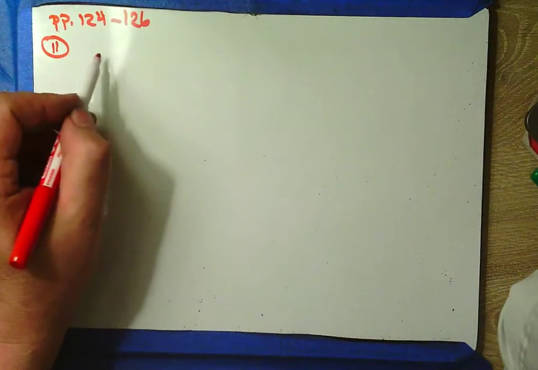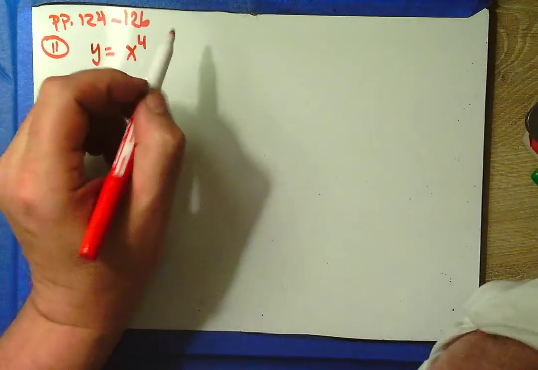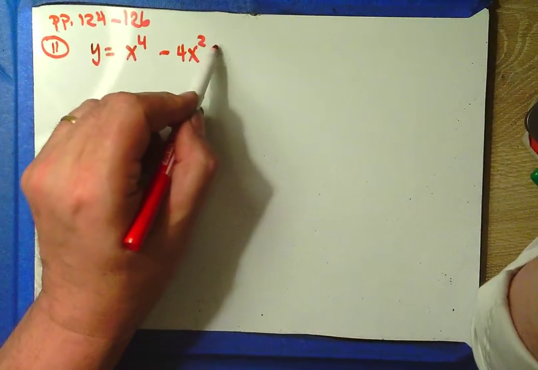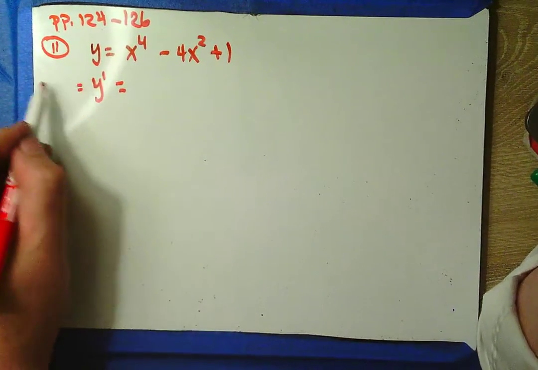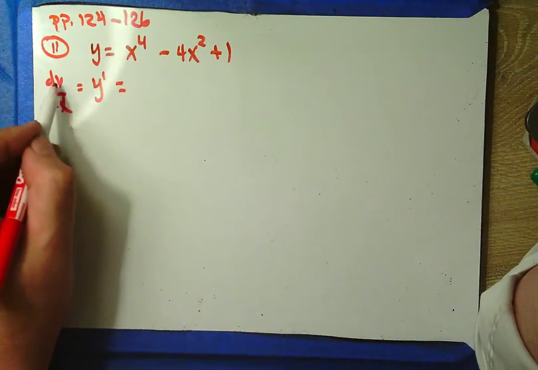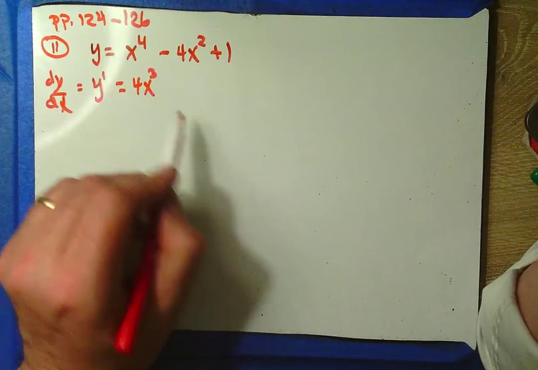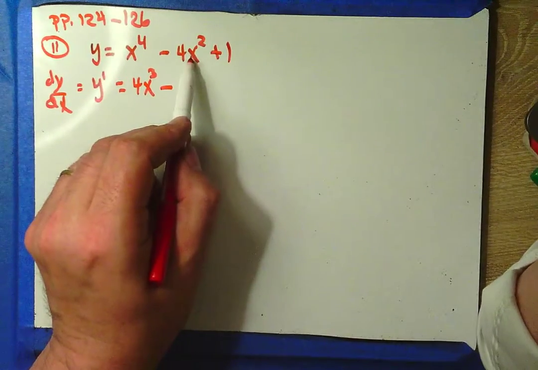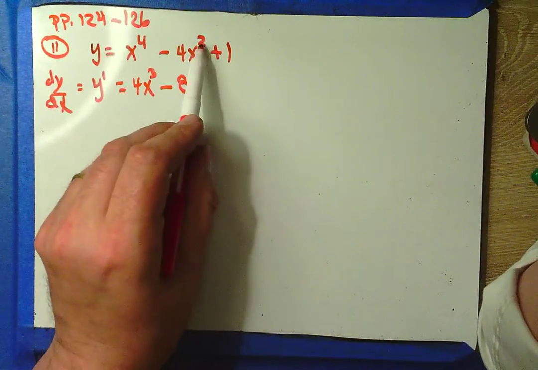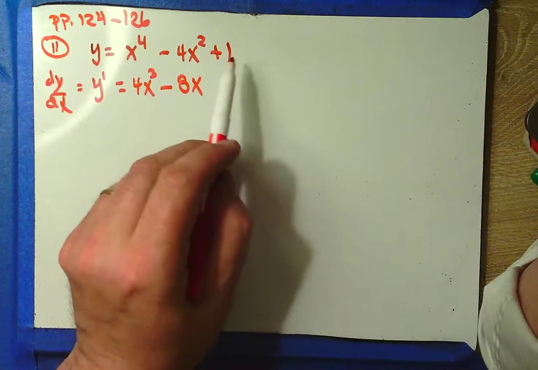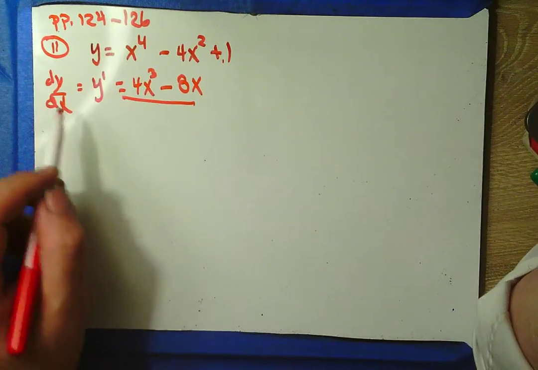The problems start off fairly straightforward. Y equals x to the fourth minus 4x squared plus 1. And so we know that y prime, or we could call it dy dx, will be the derivative of this, which is 4x to the third, minus the derivative of this. So I bring down that 2. 2 times 4 is 8. I subtract 1, I get x. And the derivative of a constant is 0. So here's my y prime or dy dx.